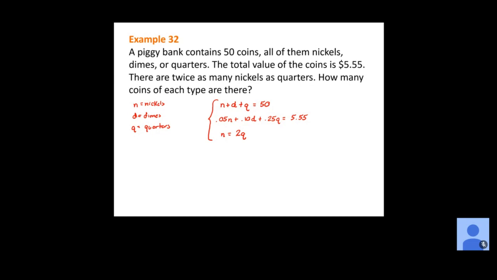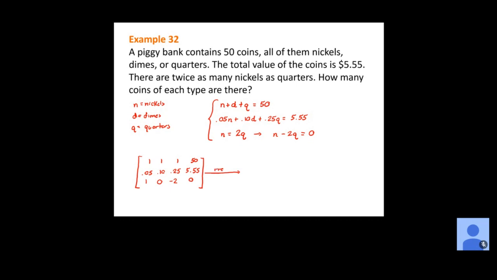Now, what I would suggest at that point, because again, on a word problem like this, I'm fine if you use matrices. I'm going to just move this 2q to the other side and write this as n minus 2q equals 0. Now I can set this up as an augmented matrix, and I can use my reduced row echelon form in the calculator. So we're going to have 1, 1, 1, 50, 0.05, 0.10, 0.25, 5.55, and then we have 1 for the n. We have 0 dimes here, negative 2 for the q, and 0 for our constant.